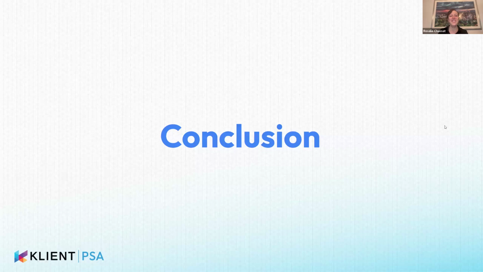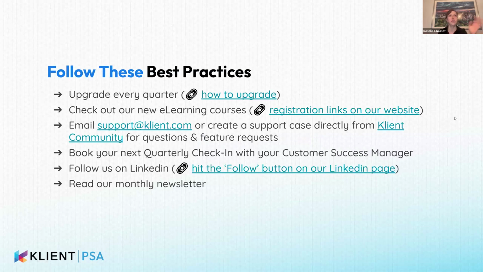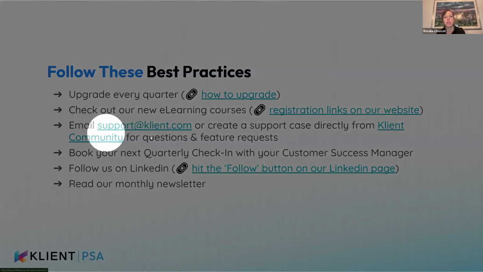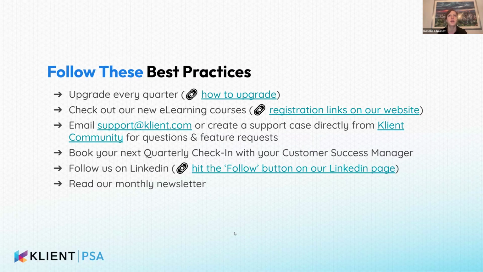Yeah. And finally, a couple of reminders of best practices to follow. We've included them all in the presentation, but today I wanted to bring your attention to the third bullet. As always, we encourage you to email our support team at support@klient.com or create a support case from the community. With that being said, please make sure that when you are reaching out to our team, you include only one issue, problem, question, or feature request per case. This will help us prioritize and focus on one thing at a time, especially the feature requests, one per case, and it's just going to help everybody.